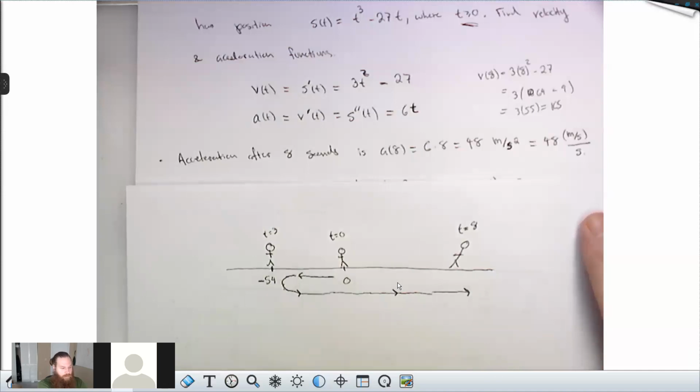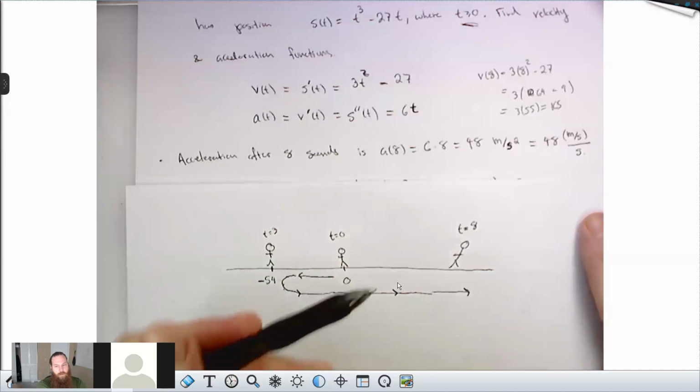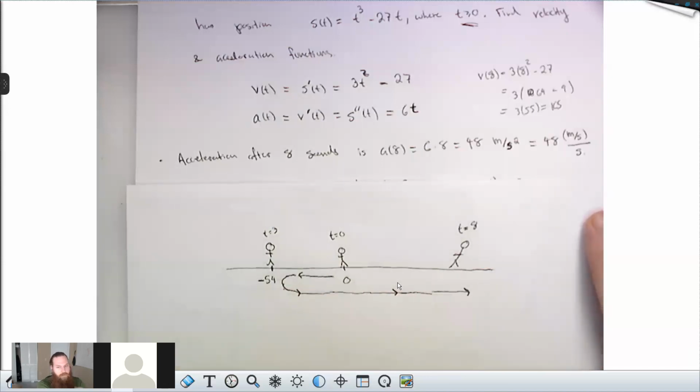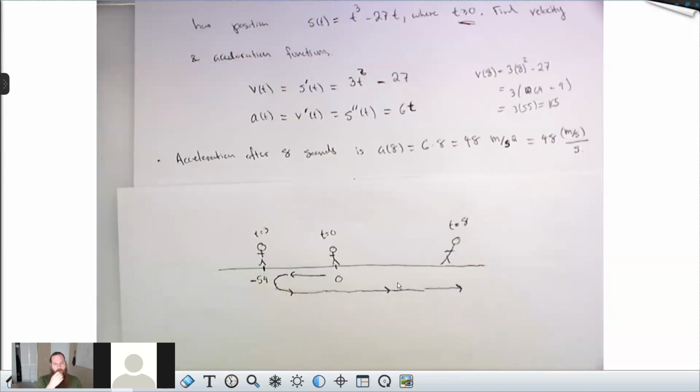And then he starts running this way really, really fast, going faster and faster. So that's what was going on. The position over here at t equals 8, I haven't calculated. I don't know what it would be.